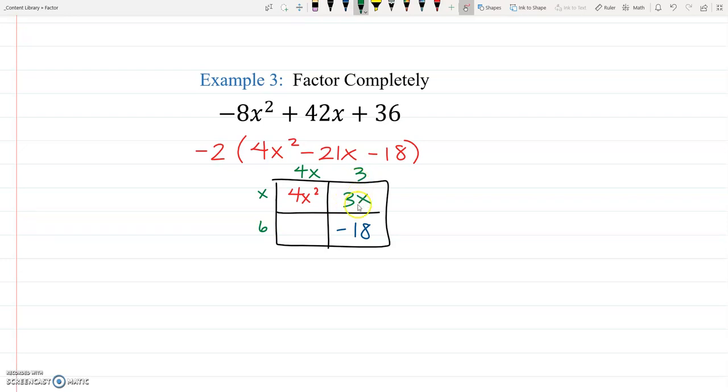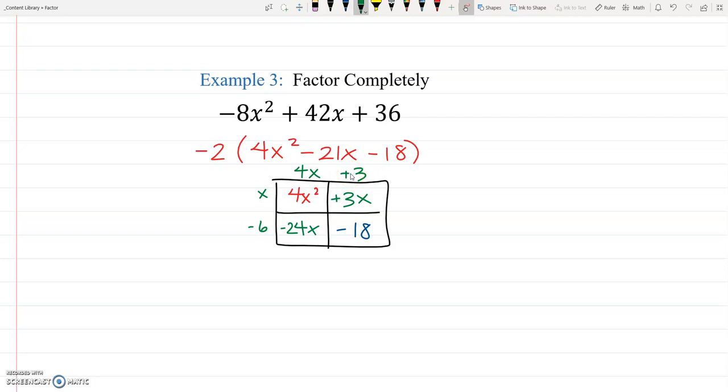This room will be 3x. This room will be 24x. I can make negative 21 out of that. Make my 24x negative, make my 3x positive. Now if I combine those, I would get negative 21x, yes? Okay, I need to fix stuff on the outside. 4x times negative 6 now will give me negative 24x. x times positive 3 will give me positive 3x.